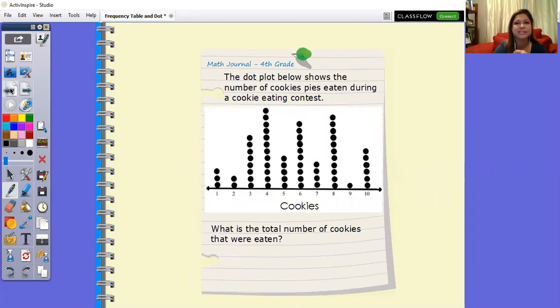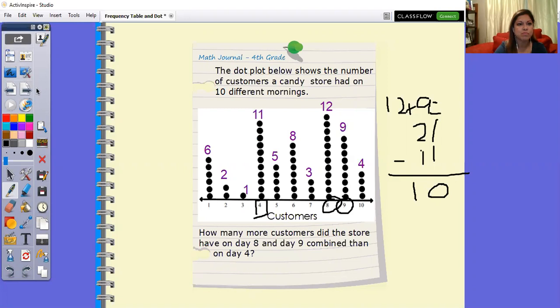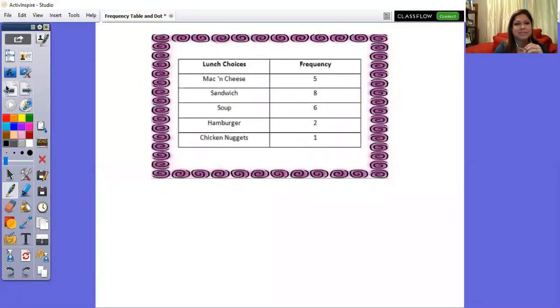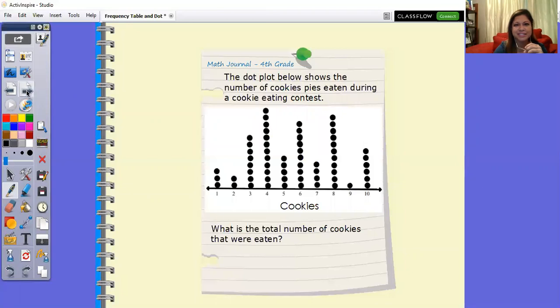This is about cookies. And again, there's a lot of dots. The information tells us that the dot plot below shows the number of cookie pies eaten during a cookie eating contest. And I want to make sure I write all of my numbers down. The numbers were not on this one, but they are on this one. Yikes, clicking too fast. So my question is, let me see if I can get to it and stay on it. Doesn't want to stay on it. What is the total number of cookies that were eaten?